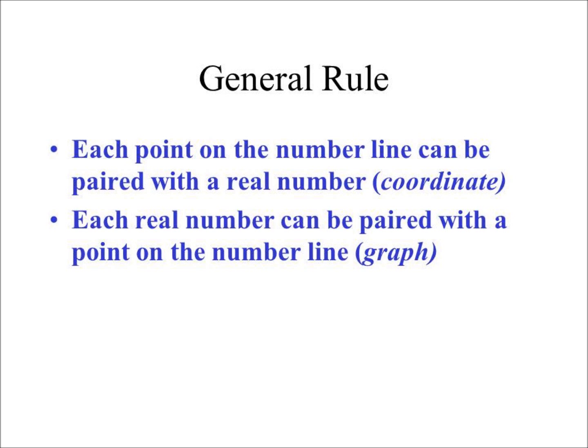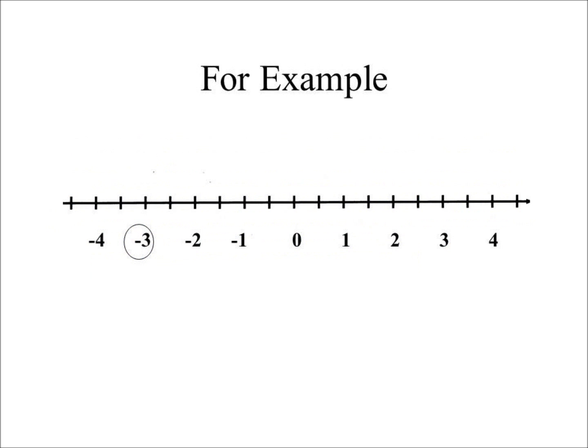Now, let's suppose we take that general rule and find a converse of it. The converse would be each real number can be paired with a point on the number line. So in the first statement, each point on the number line can be paired with a real number. Its converse, each real number can be paired with a point on the number line. And we call that a graph. So that's nice and easily understood.